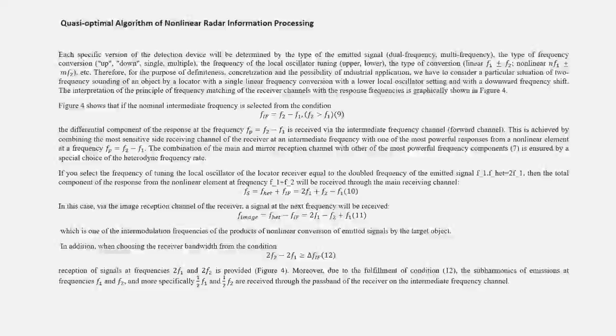Each specific version of the detection device will be determined by the type of the emitted signal: dual frequency, multi-frequency; the type of frequency conversion, up or down; the signal multiple; the frequency of the local oscillator tuning, upper or lower; the type of conversion, linear f1 plus f2 or non-linear, f1 plus or minus f2, etc. Therefore, for the purpose of definiteness, consideration, and possibility of industrial application, we have to consider a particular situation of two-frequency sounding of an object by a locator with a single linear frequency conversion, with a lower local oscillator tuning and with a downward frequency shift.